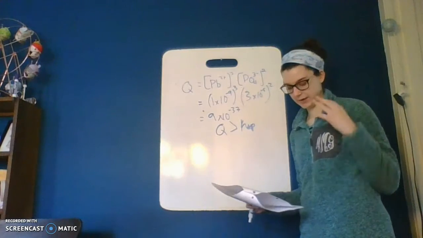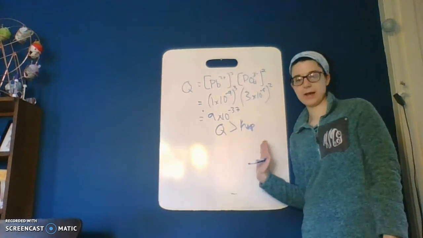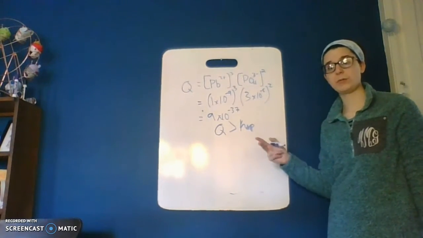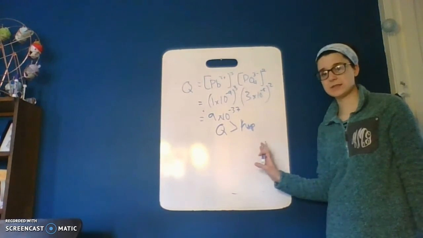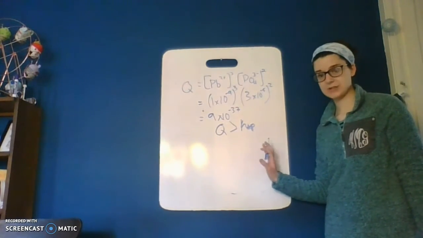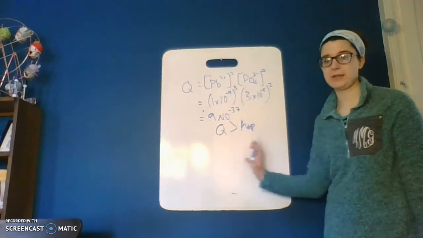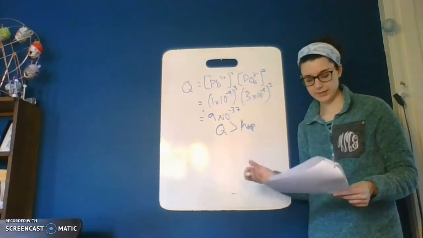So first, I'm going to say, okay, a negative delta H value means it's an exothermic reaction. So heat is kind of like a product. So if we have hot water, that means we're adding heat to the system, so we're adding product to the system. That stress would actually shift equilibrium to the left, where we have less concentration of lead ions. So I'm going to say no.